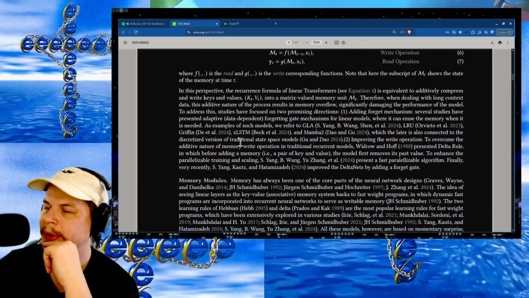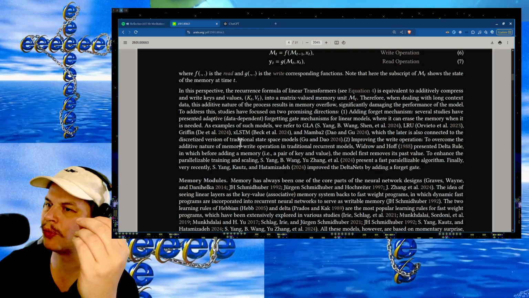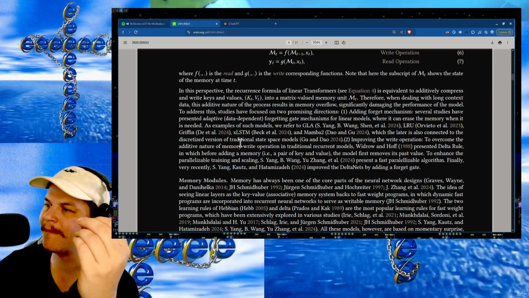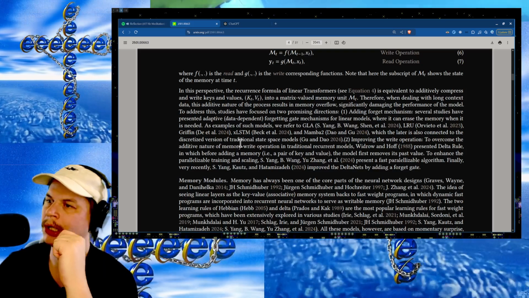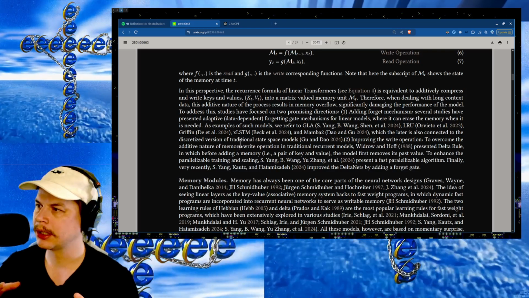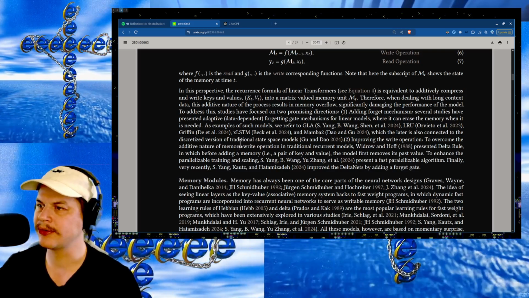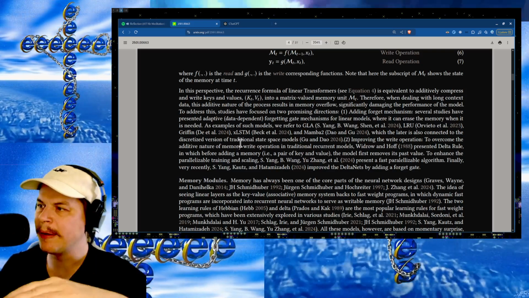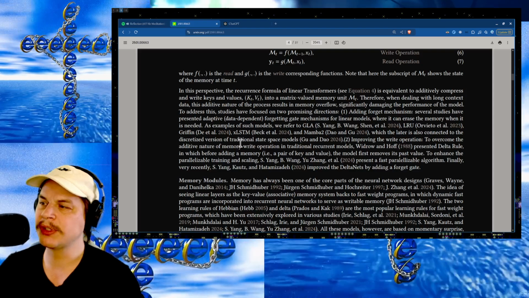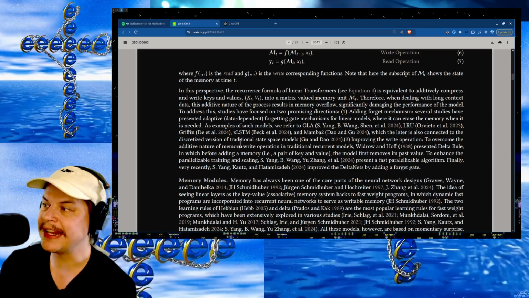Okay, so in this perspective, the recurrence formula of linear transformations is equivalent to additively compressing and writing keys and values into a matrix value memory unit, MT. Therefore, when dealing with a long context, this additive nature of the process results in memory overflow, significantly damaging the performance of the model.